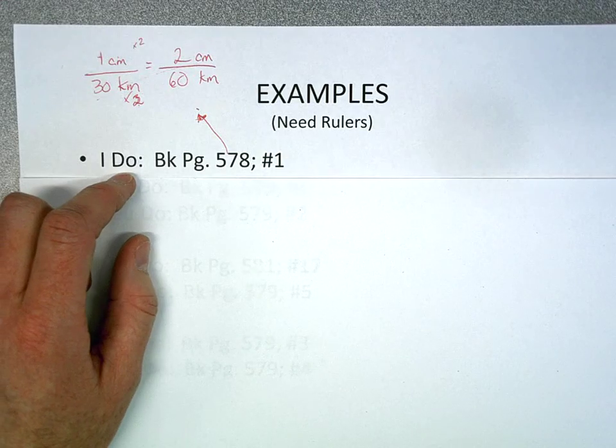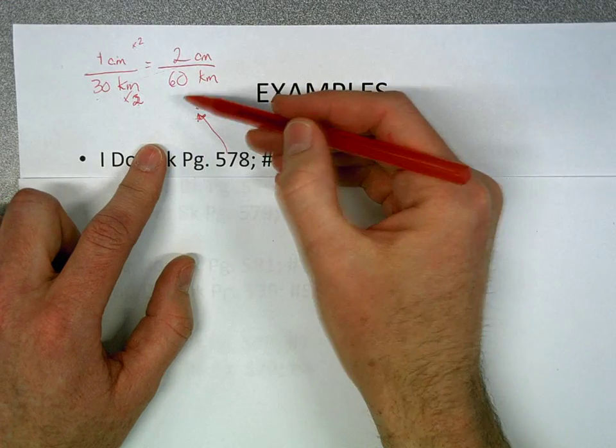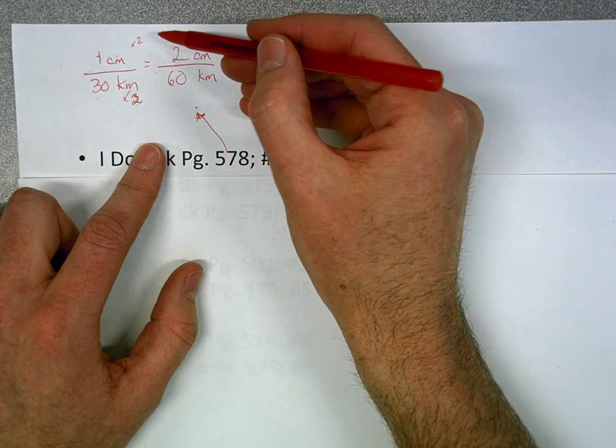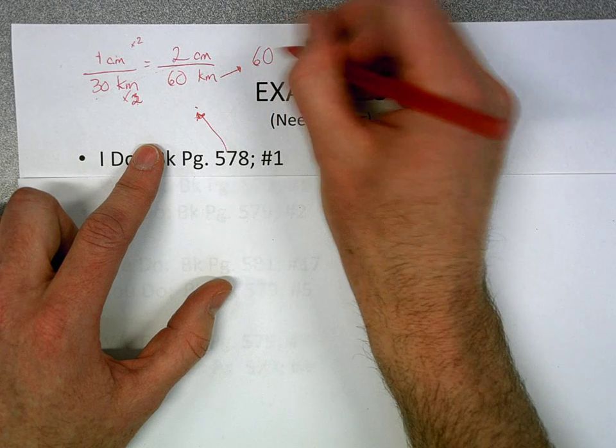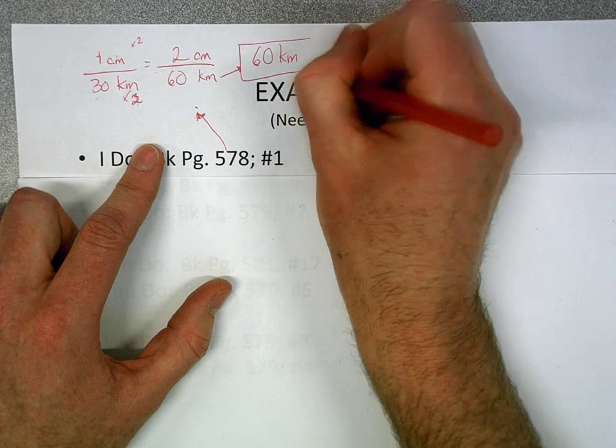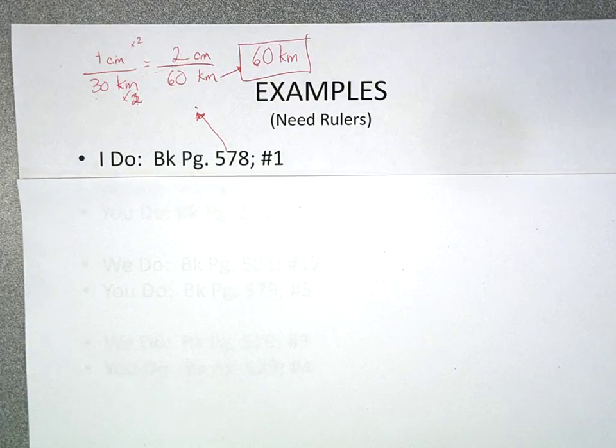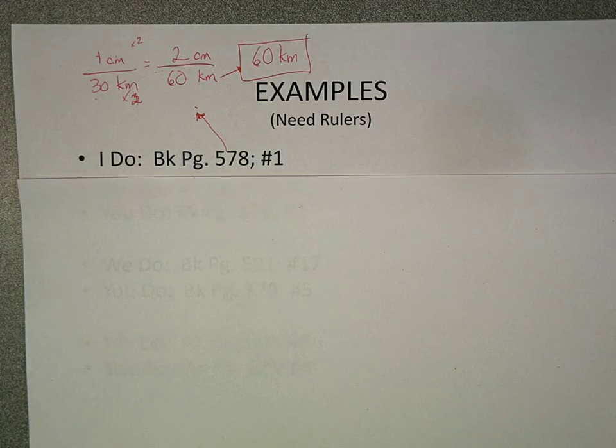Now, this is not your total answer. We use this whole proportion as a tool to find out our final answer, and that is the two cities are 60 kilometers apart. Okay, and that's the basics to what we're doing today.